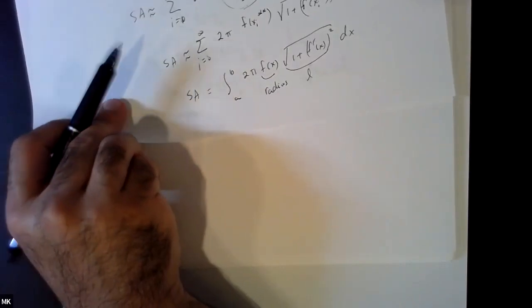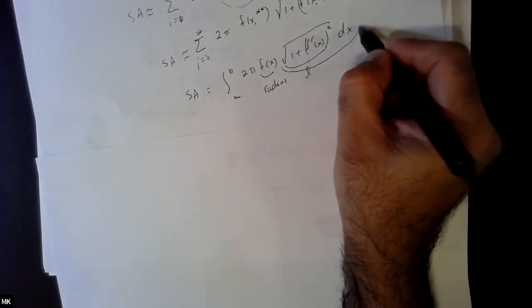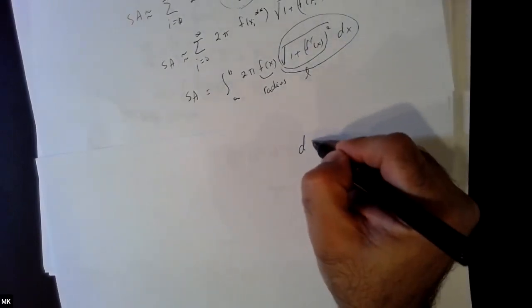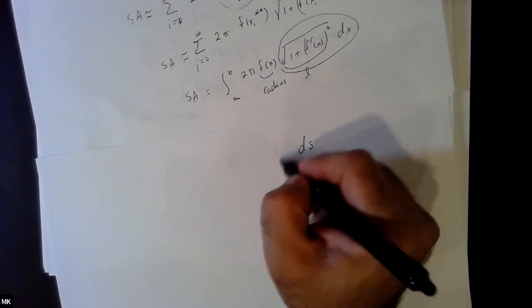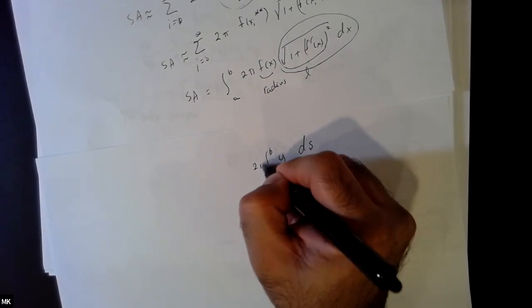So let me leave this here. I want to go to a different page, but let me leave this here for now. Let's go to a different page together. What really happens is I can just rewrite this as ds, and f(x) is y, and I can bring the 2 pi out. So that's really your surface area in this notation.